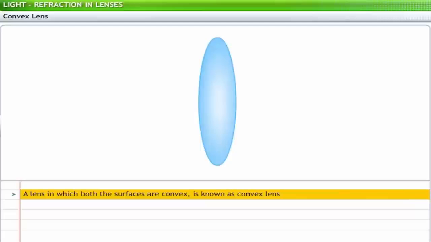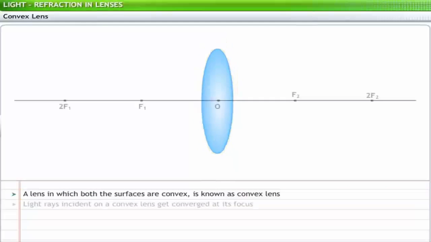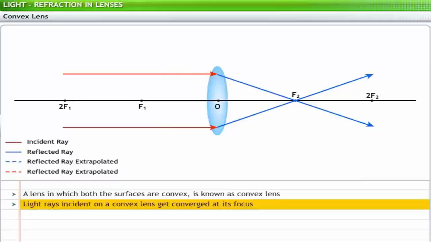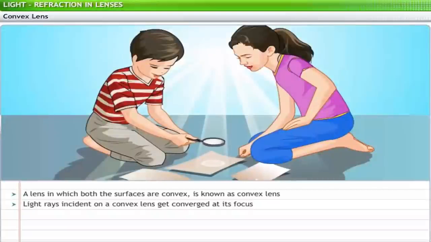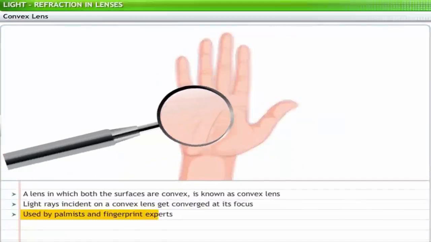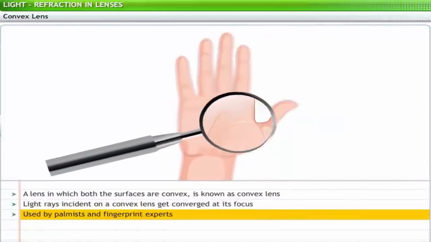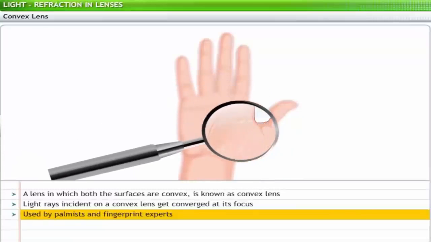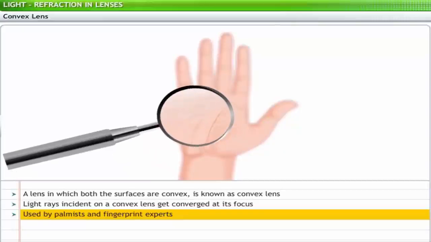A lens in which both the surfaces are convex is known as a convex lens. Light rays incident on a convex lens get converged at its focus. This is why a convex lens is also called a converging lens. Children often use them to make paper burn by making sun rays converge on a point on the paper. Convex lenses are used as magnifying glasses by palmists to study palms. They are also used by fingerprint experts for magnifying and studying fingerprints.